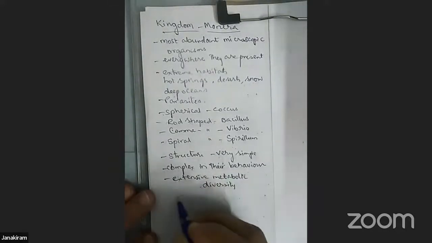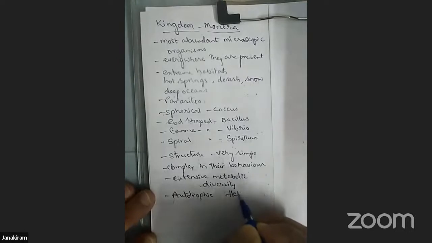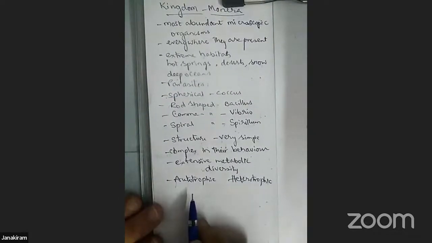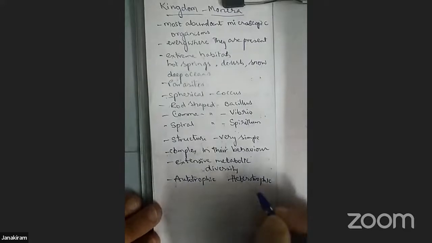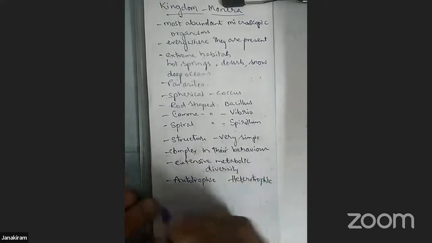Some of them are autotrophic and some of them are heterotrophic. As we know, autotrophic means they can prepare their own food materials, and they contain chlorophyll-like structures which are concerned with photosynthesis. Heterotrophic means they depend upon others for nutrition.